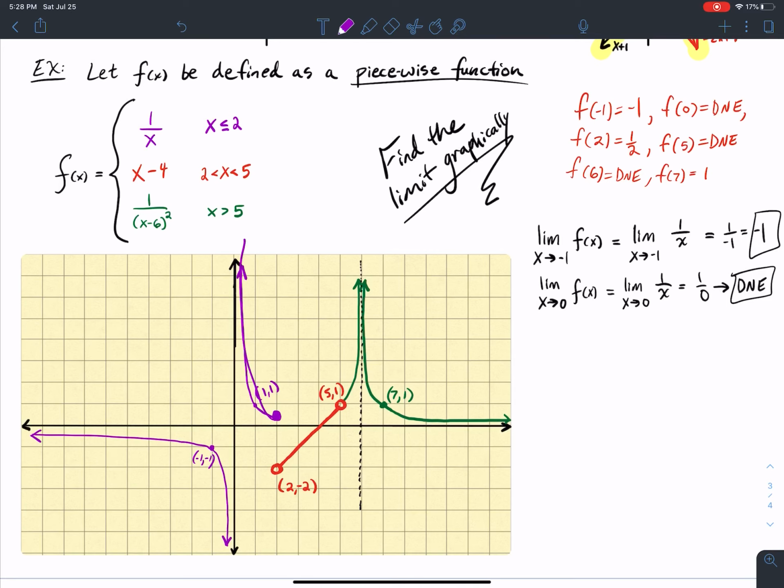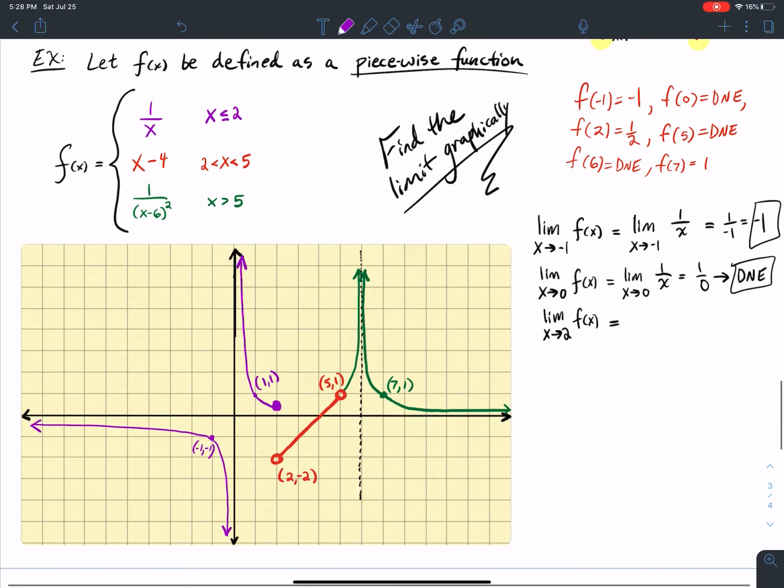One side is going up to positive infinity. The other side is going down to negative infinity. Now, for this one, limit as x goes to 2. What's going on with 2? Let's do our little finger pointing here and see what happens.